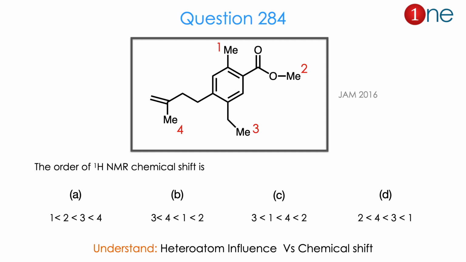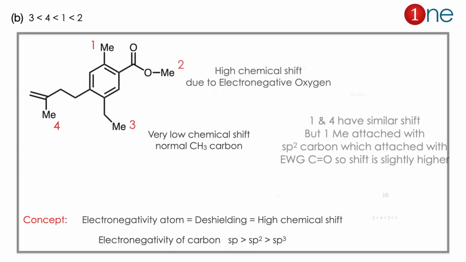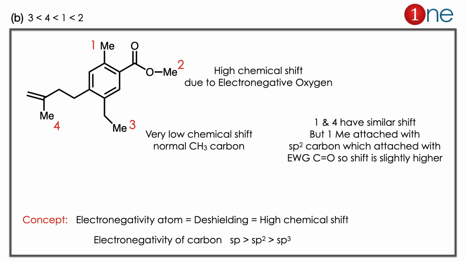So from the structure and 4 different protons you might realize the question is really about heteroatom influence versus chemical shift. The answer is B. Let us see how. Always you have to find the extremes in the trends there. If you look at the third one, it will be the least one because it doesn't have any heteroatom influence. It will have a normal chemical shift there.